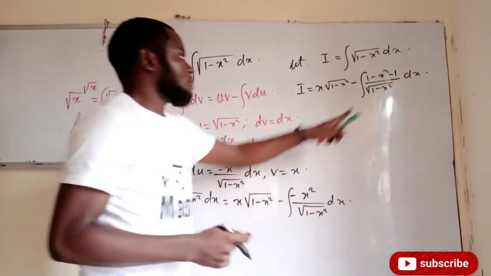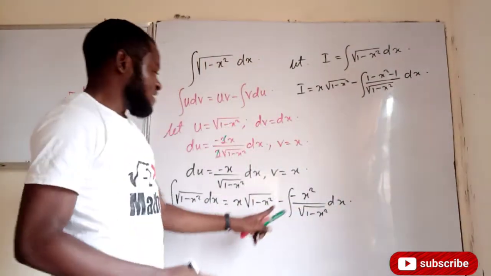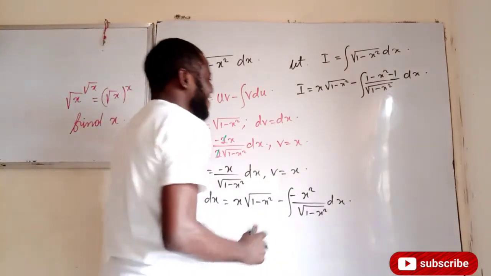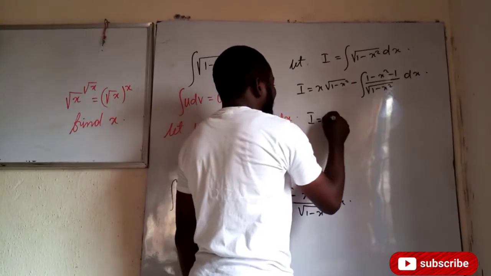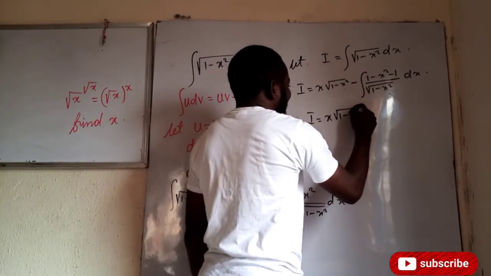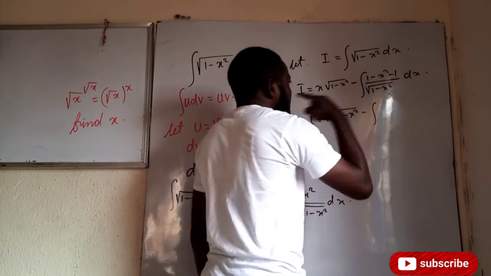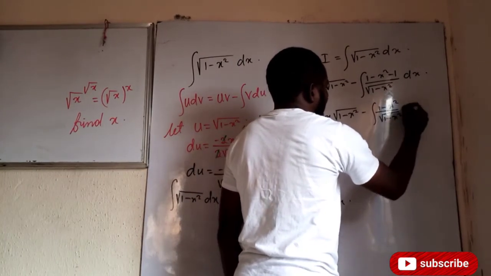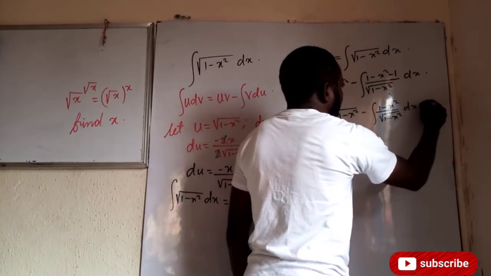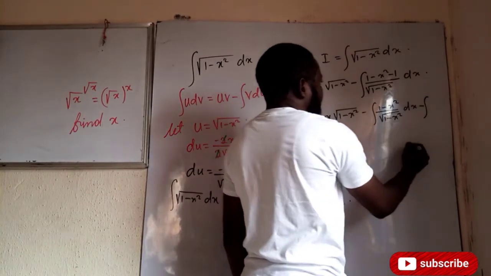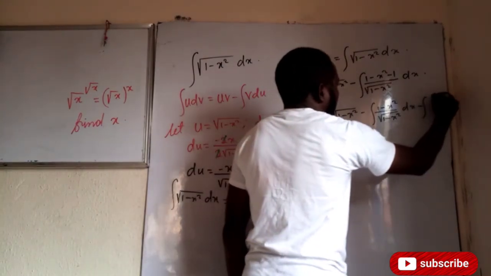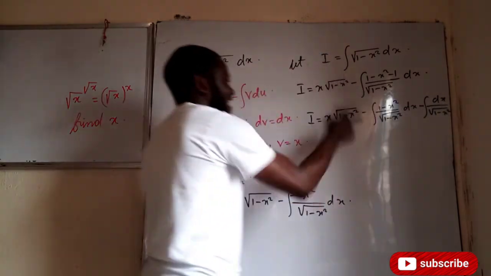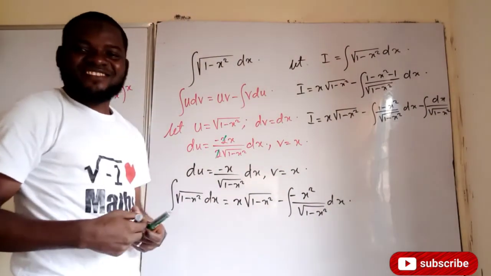Okay, we have not done anything wrong because 1 minus 1 is 0. We still have negative x squared back. So no qualms, isn't it? Yes, that's mathematics for you. So we can now say I equals x root 1 minus x squared minus the integral of 1 minus x squared all over the square root of 1 minus x squared dx. Then we have minus integral of the x all over the square root of 1 minus x squared, like that. Yes, that is what we have.